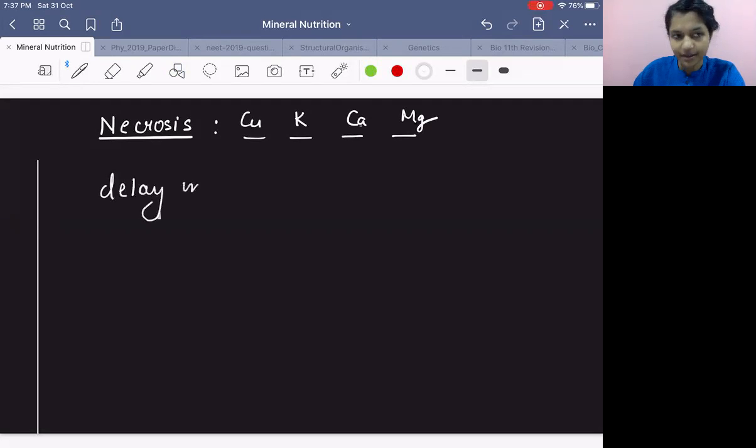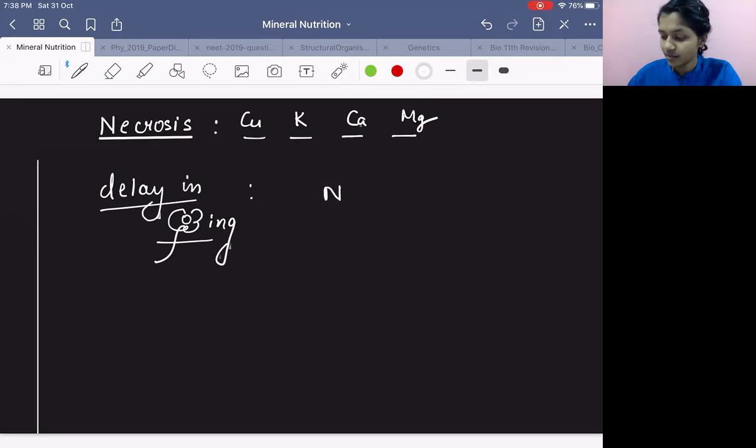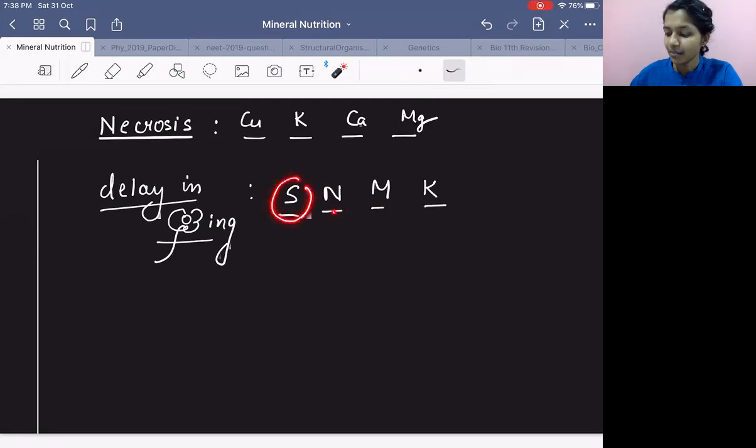What else was there other than necrosis? Delay in flowering. Do you remember? You will see delay in flowering due to deficiency of what? Yes or no? How will you remember it? You can have your own way to remember. Namak, right? And in English, namak is called salt.